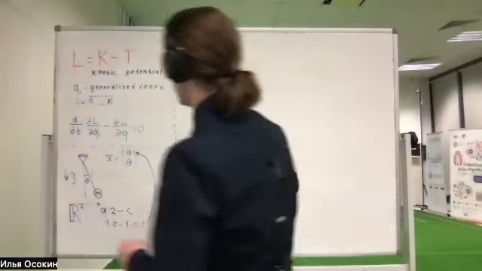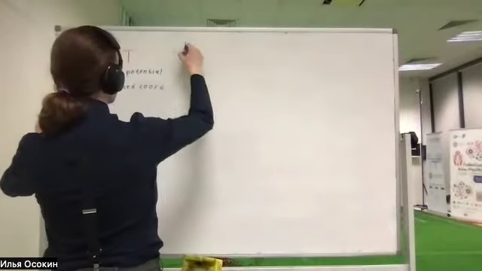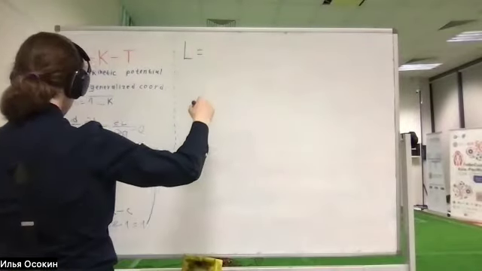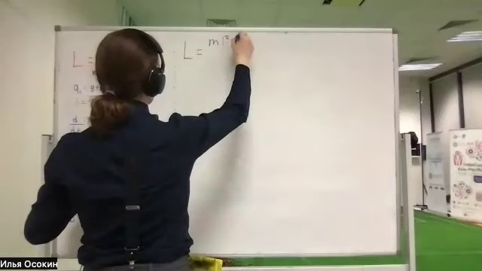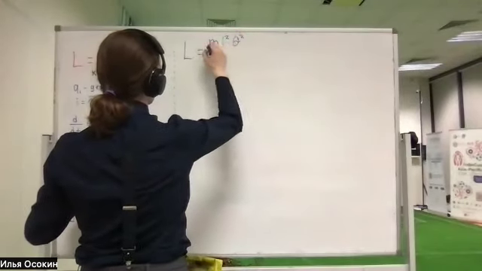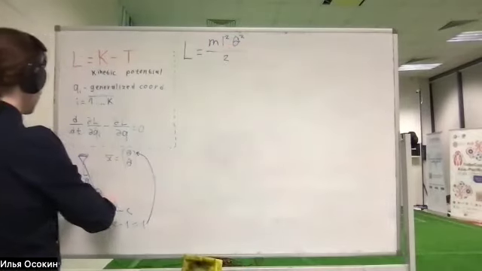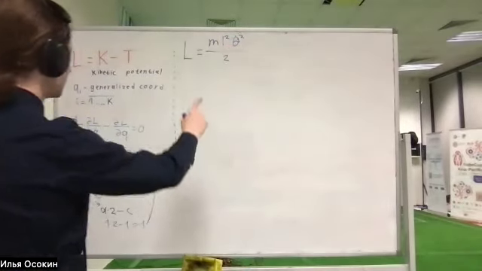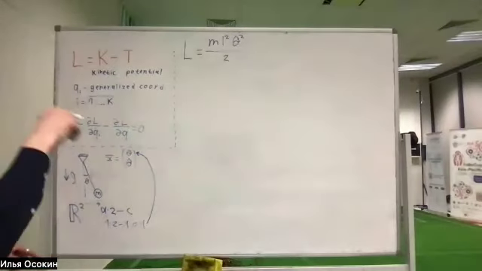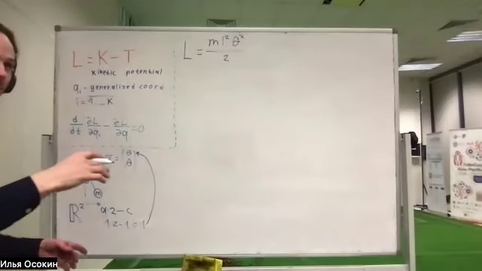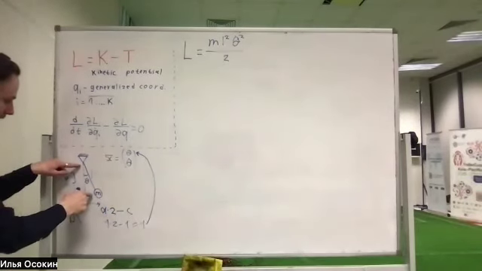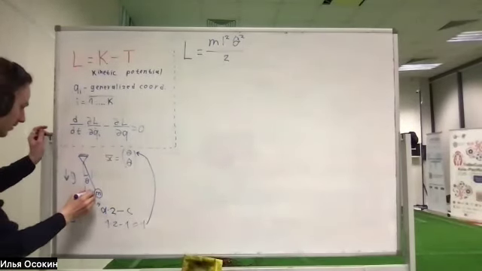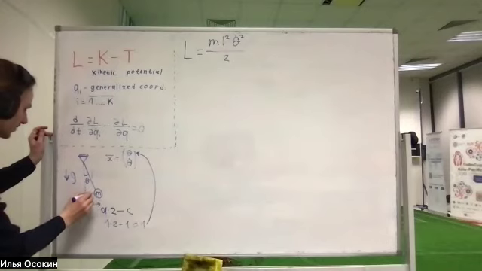So let us write down the Lagrangian here, and it will be m L squared theta dot squared over 2. This is the kinetic energy minus the potential energy, and here comes the trick. So keep an eye on that. Clearly the potential energy depends on the cosine of theta.